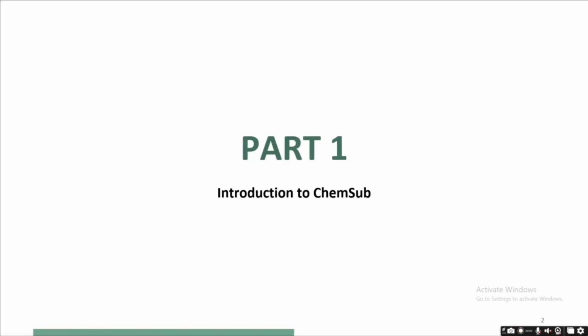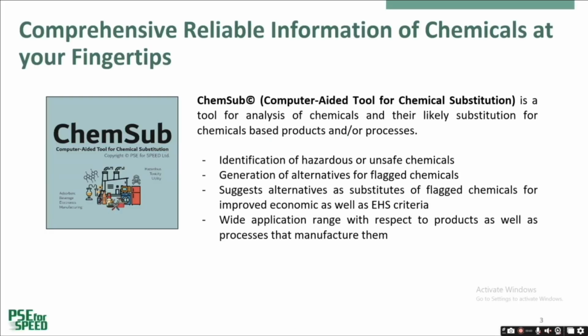Part 1. Introduction to ChemSub. ChemSub is a tool for analysis of chemicals and their likely substitution in chemicals-based products and/or processes. It offers various options for the identification of hazardous or unsafe chemicals and suggests alternatives as safe substitutes of the flagged chemicals, taking into account economic as well as EHS considerations.